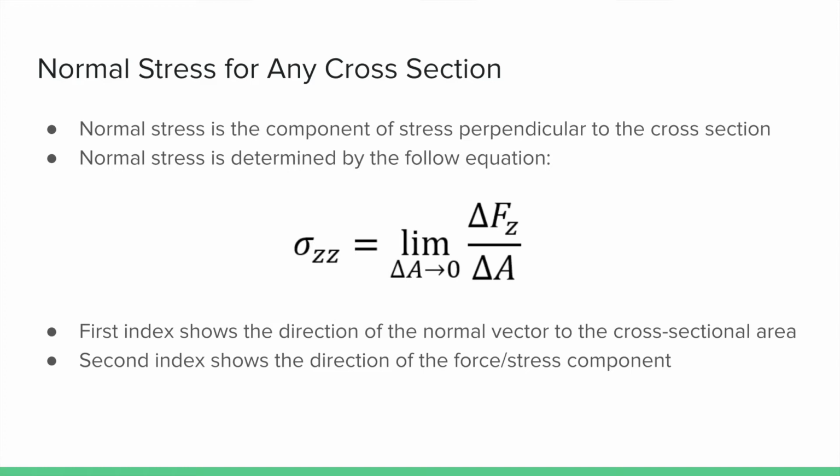The first index z in this case shows the direction of the normal vector to the cross-sectional area, and the second index z in this case as well shows the direction of the force/stress component.